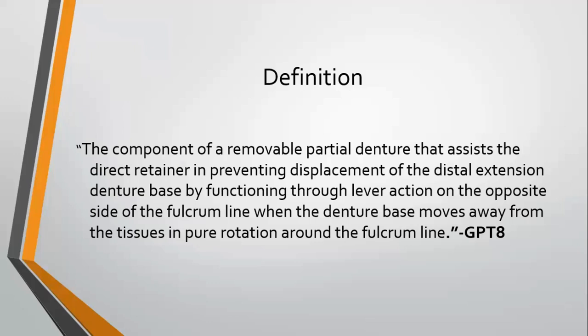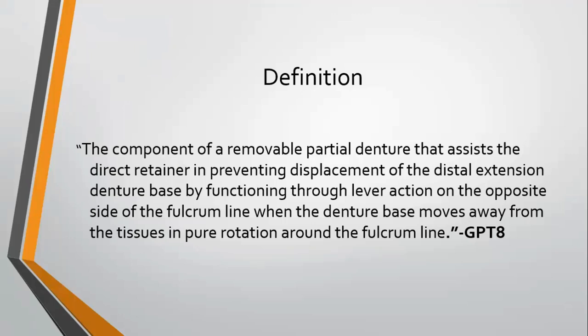So let us see the definition of the indirect retainer given by the Glossary of Prosthodontic Terms. It is the component of a removable partial denture that assists the direct retainer in preventing displacement of the distal extension denture base by functioning through lever action on the opposite side of the fulcrum line when the denture base moves away from the tissue in pure rotation around the fulcrum line.